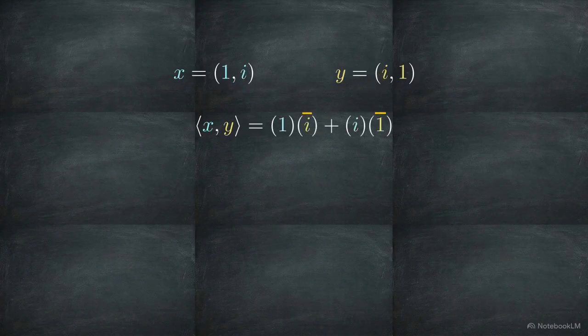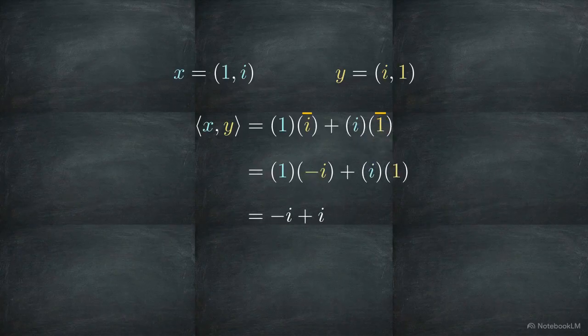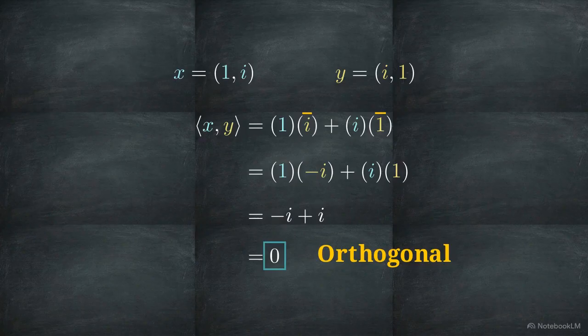Let's test orthogonality in a complex space, with vectors (1, i) and (i, 1). Multiplying the components requires the conjugate rule for the second vector. The calculation becomes 1 times negative i plus i times 1. The result is 0, proving they are orthogonal.